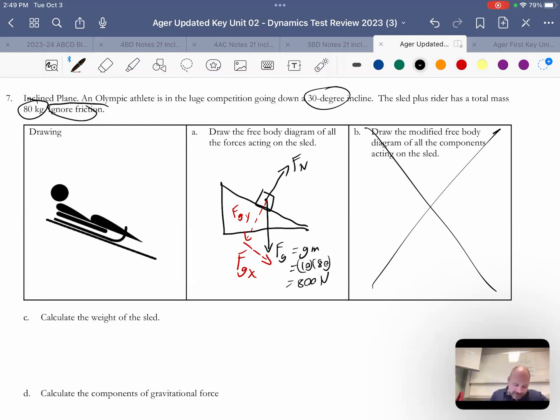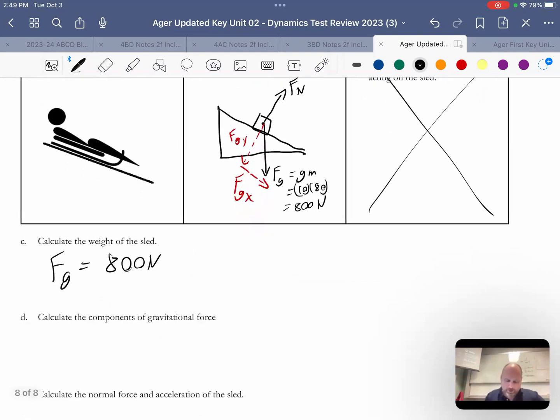Next question says calculate the weight of the sled. Well, we already did that because you made the habit of doing that every time you write F_G, which is weight. So we'll just say F_G equals 800 newtons. But if you didn't do that before, you do it right there.